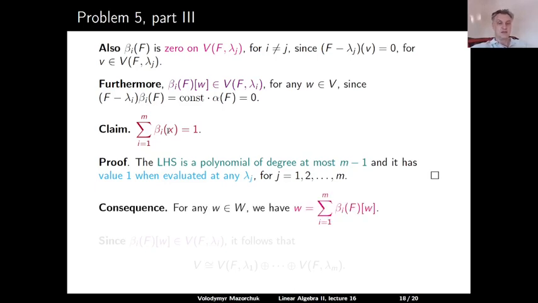But then this means that for any element w in V, the vector w is equal to the sum over all I of the image of w under beta I of f, which means that w is a sum of eigenvectors for the eigenvalues lambda 1 and so on lambda m, which implies exactly that the whole space V is a direct sum of these eigenspaces V_f lambda 1 and so on V_f lambda m. And this completes the proof of our problem.